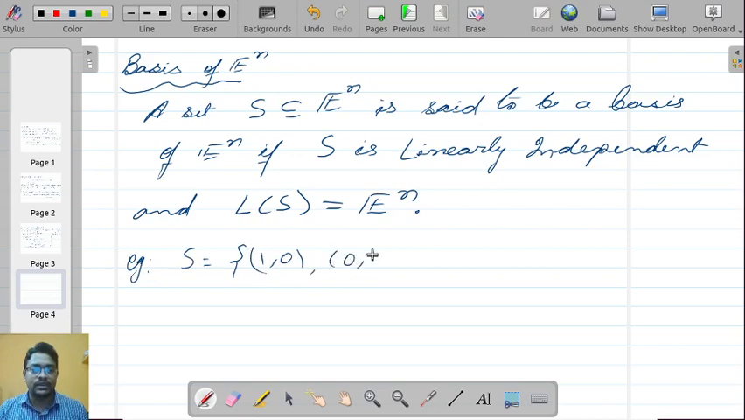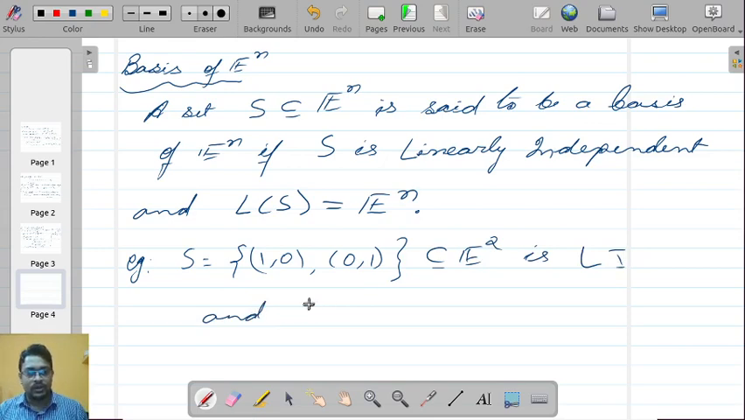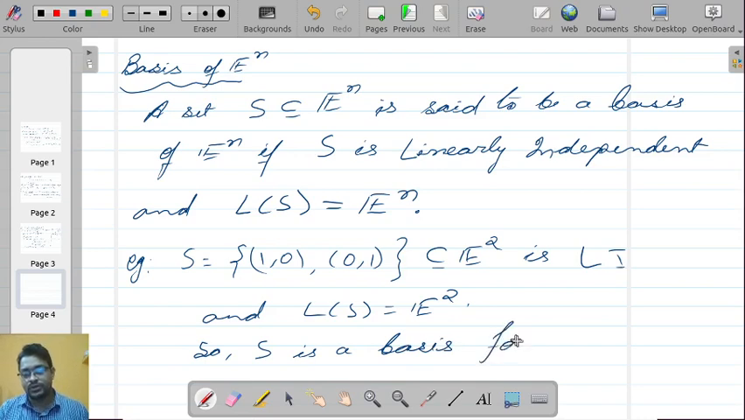For example, the set that we have shown, (1,0) and (0,1), is a linearly independent set. In the last lecture also I discussed, this is a subset of E square, it is linearly independent, and L(S) is exactly equal to E square. So this S is a basis for E square. The vectors here are linearly independent, and the linear span of S is E square. If these two conditions are satisfied, we say that it is a basis.